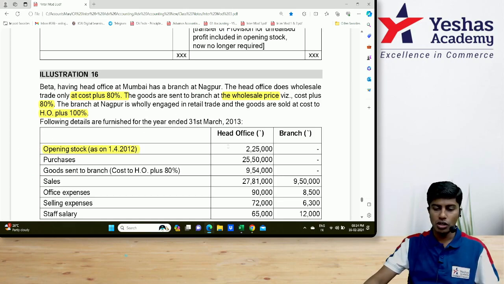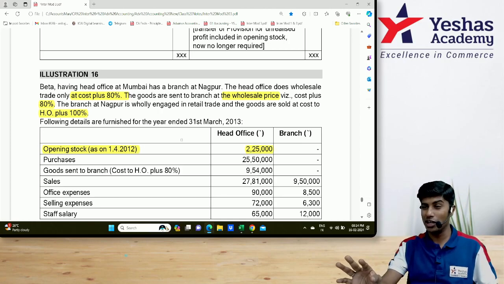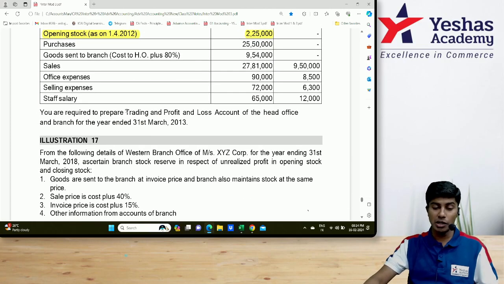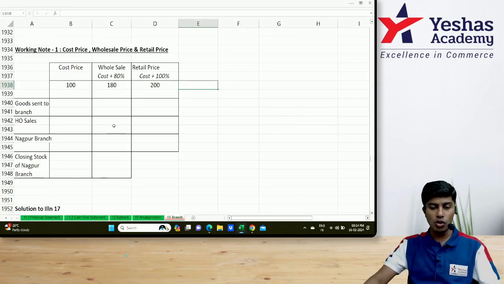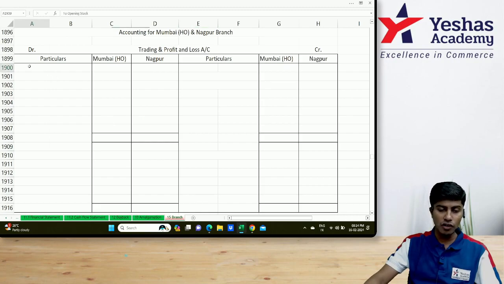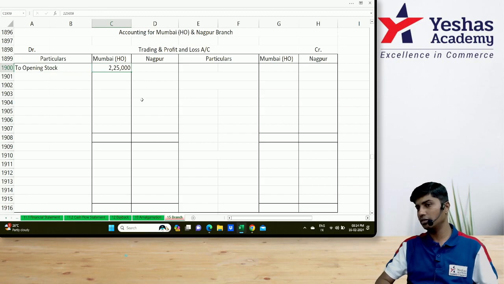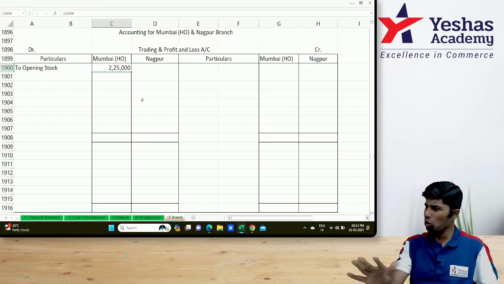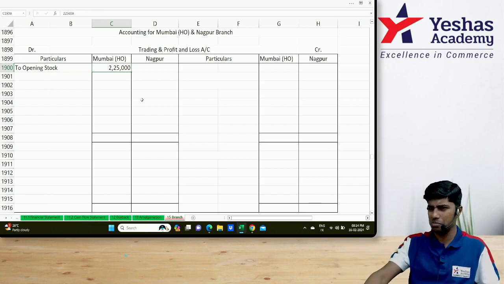Then come back. Opening stock. How much is opening stock? 2,25,000. This is at head office. This will not get affected by the branch. They've asked you to prepare trading and P&L of both head office and branch. So in my head office account, I'll write the opening stock in the head office column, 2,25,000. This is not affected by the branch and no load on this, no adjustment of. This is sweet and simple.